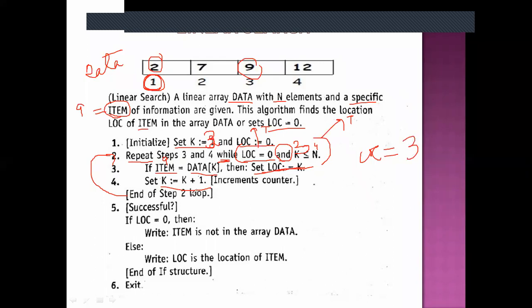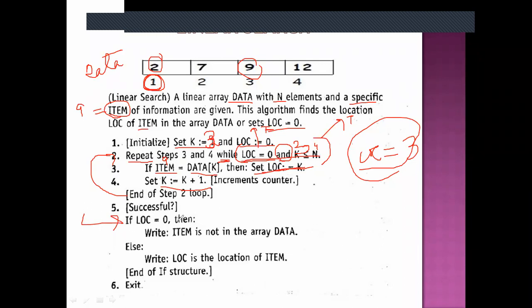Now again, end of the loop. Again, I'm going there. Again, you are checking location is equal to 0. No, location is not 0 now. What is location? Location is my 3. So this is false. If one of the two conditions is false, then this whole condition will become false. While loop is false, so you will come out of the while loop.